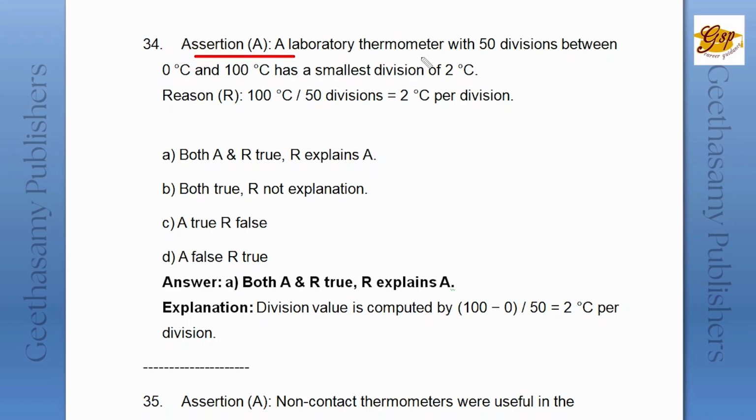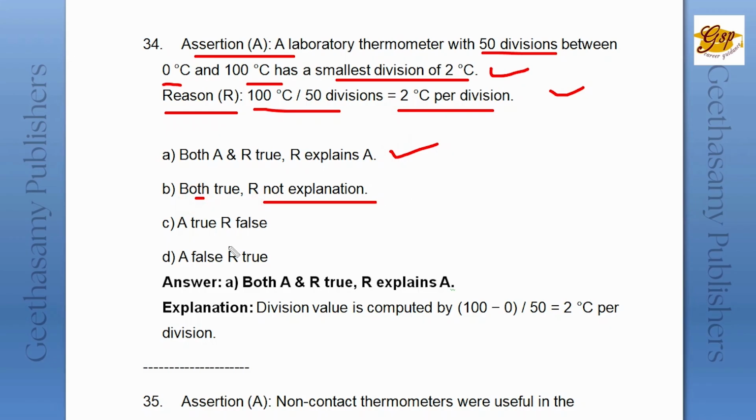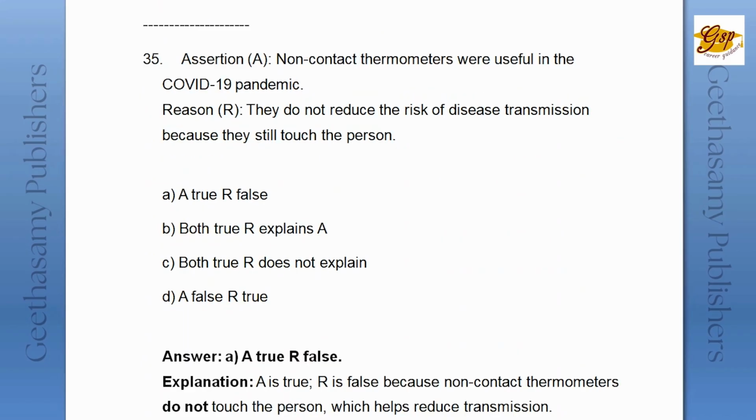And 34th question. Assertion: a laboratory thermometer with 50 divisions between 0 degrees and 100 degrees centigrade has a smallest division of 2 degrees centigrade. Reason: 100 divided by 50 divisions gives 2 per division. The options are the same. The answer is both A and R are true and R explains A. The division value is computed as 100 minus 0, divided by 50, which is 2 degrees per division. Fine. It is a simple calculation.